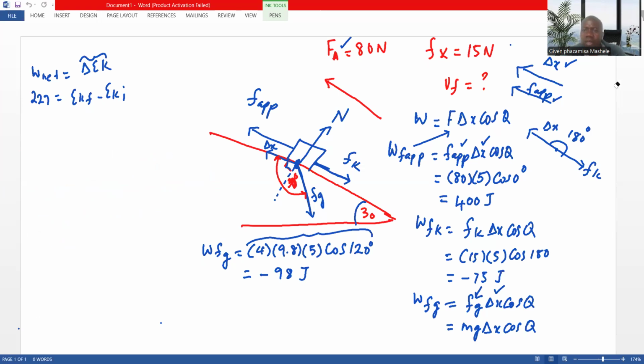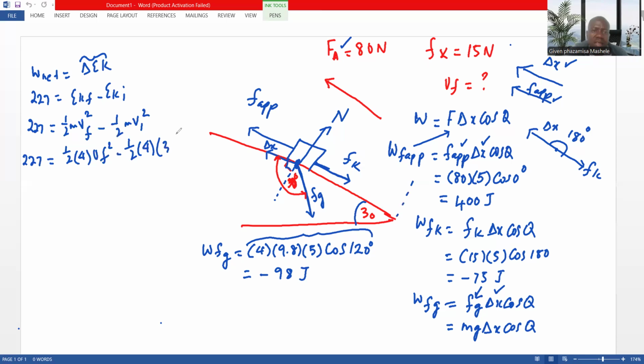So now this would be 227. Kinetic energy is just half mv squared, so for the final we say half mvf squared minus half mvi squared. So we know the work net. Now we can substitute the mass, it's 4. Same applies here, the mass is also 4. What is the initial speed? It's 3. So we have 227.